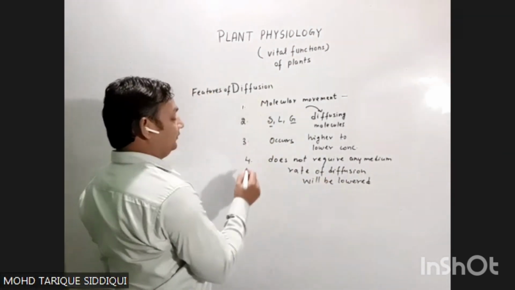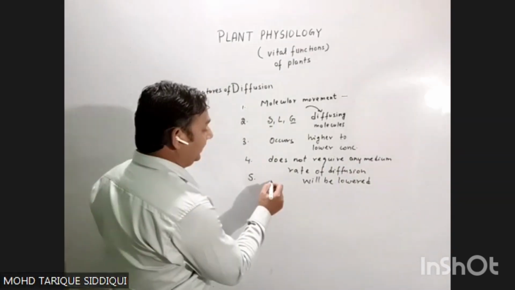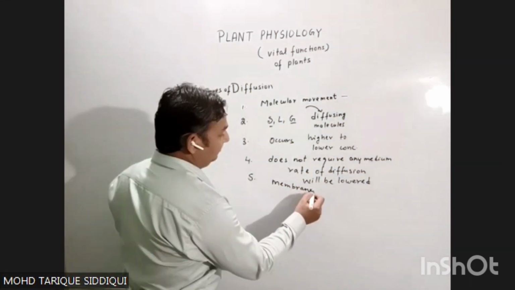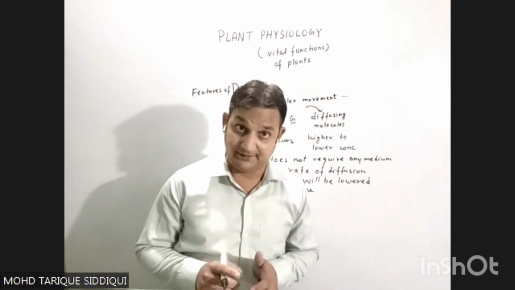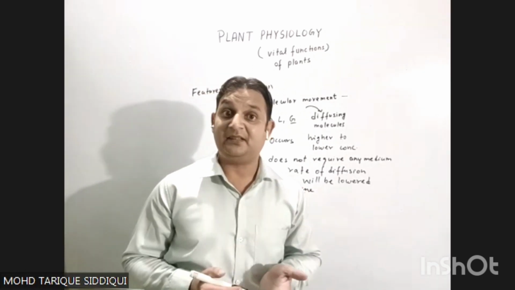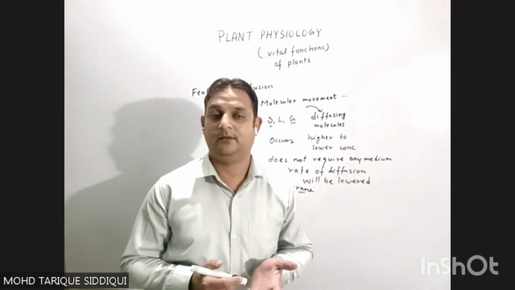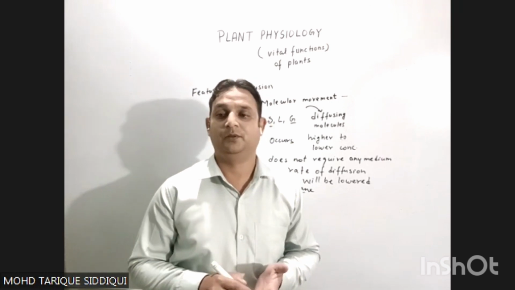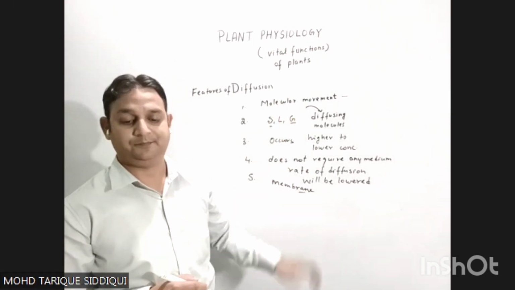Last point for the features of diffusion: it does not require a membrane. If a membrane is present and it permits the molecules or ions of any substance, then the diffusion will continue. So these are the important features of diffusion that you have to remember.